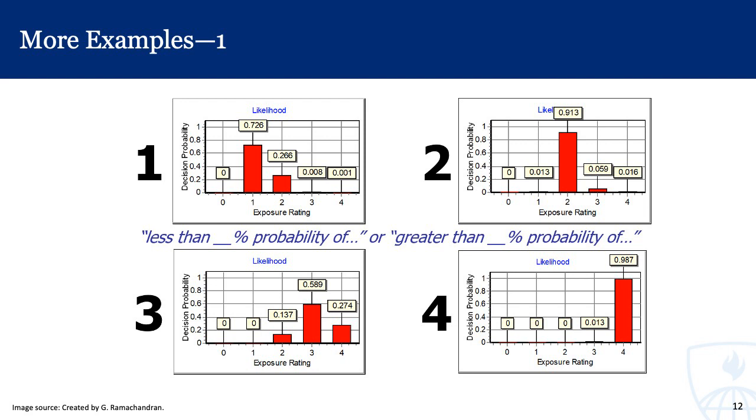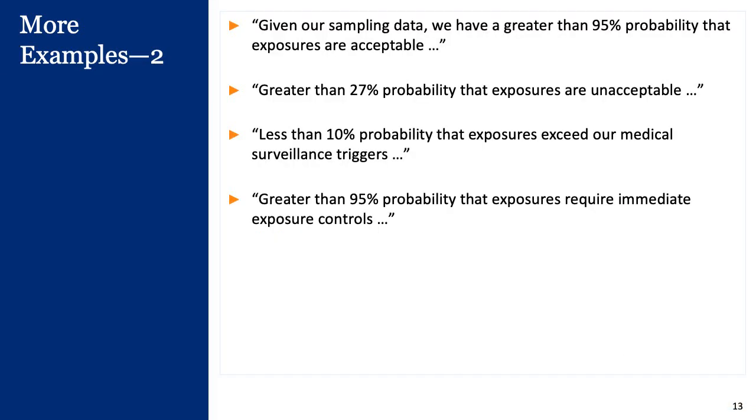Or in example 3, we can say there is a 27% chance that we are in category 4 and almost a 58.9% probability that it's a category 3. And again, compared to the traditional statistics, these are easier ways of communicating our decision making. So we can say things, for example, in the first bullet, given our sampling data, we have a greater than 95% probability that exposures are acceptable, or greater than 27% probability that exposures are unacceptable, and so on.